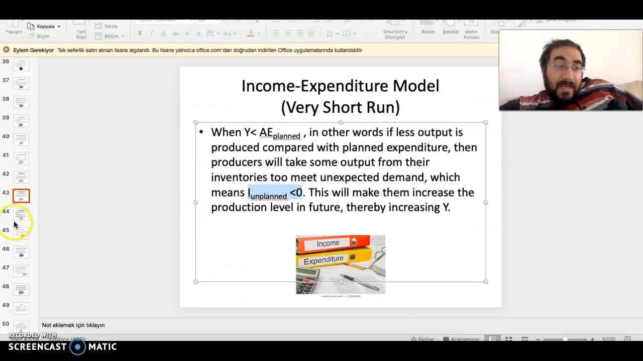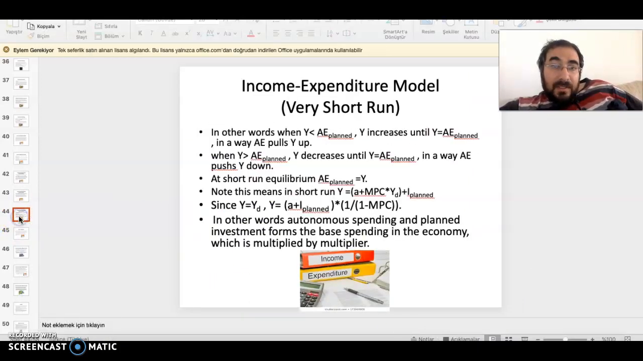So we have seen the basics of the model. Now we will see a little bit of math of the model, and we will also bring back the multiplier into the model in this part. So see you in the next parts.